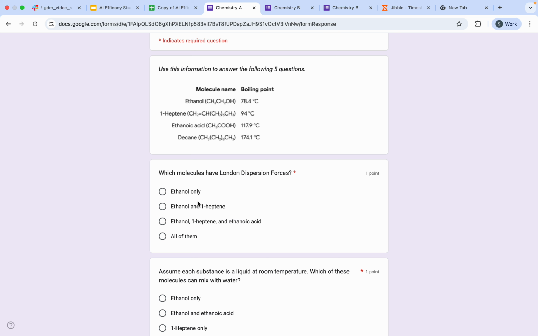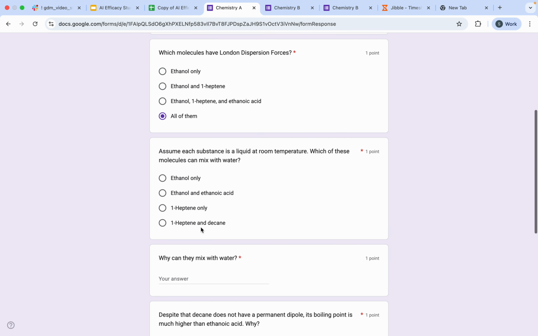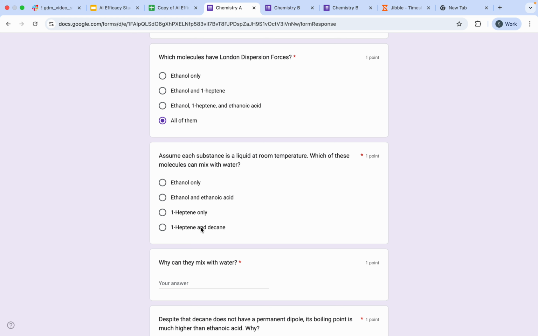So which molecules have London dispersion forces? Ethanol only, ethanol and 1-heptane, ethanol, 1-heptane and ethanoic acid, all of them. So I will go for all of them. Okay. Assume each substance is a liquid at room temperature.